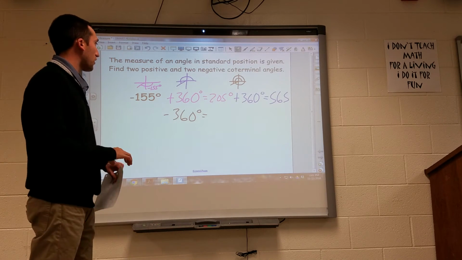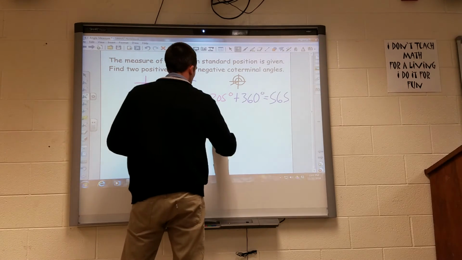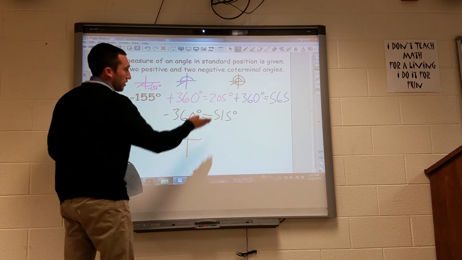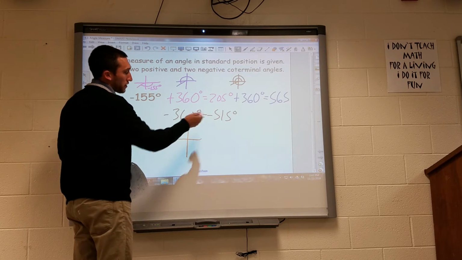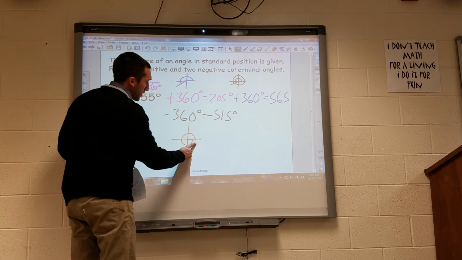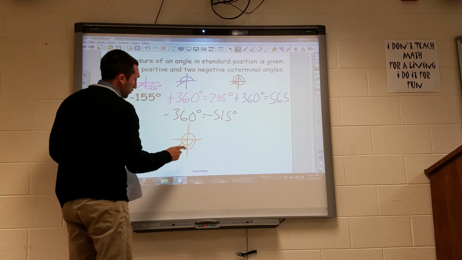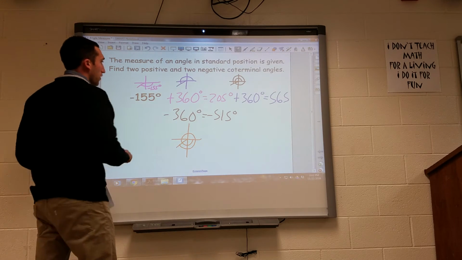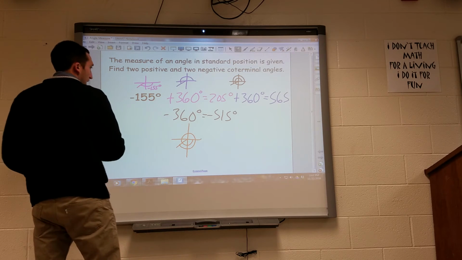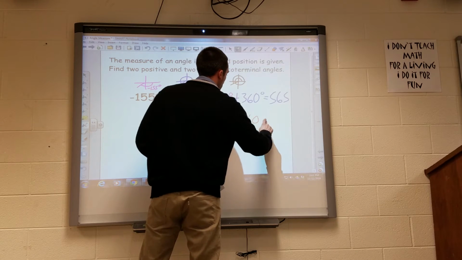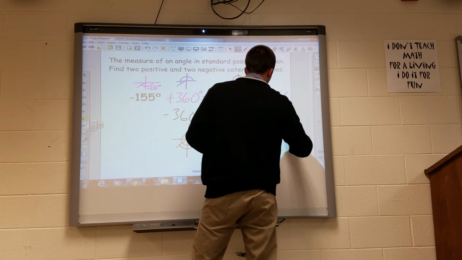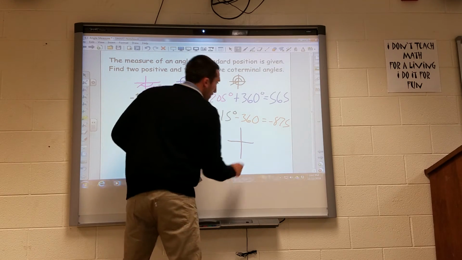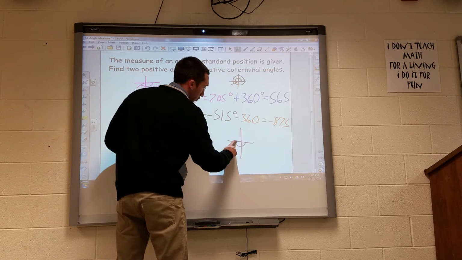We want to find two negatives that also end at the same point. So negative 515 degrees. I'll go ahead and draw. Negative 515 degrees is more than negative 360, so it's going to go around once. And then it's got 155 degrees more to go. So negative 515 ends at the same place as all of those degree values. And then subtract 360 degrees more, and we're at negative 875, and negative 875 is more than 360, so one time around.